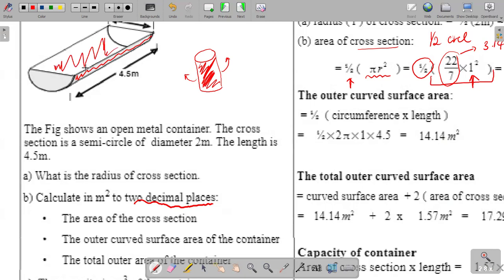Now, listen to this. When I open up this section, what shape is it supposed to have? Because we spoke about this yesterday. When you cut a cylinder open and spread it out, what shape is it actually when it's not curved? Is it a rectangle?